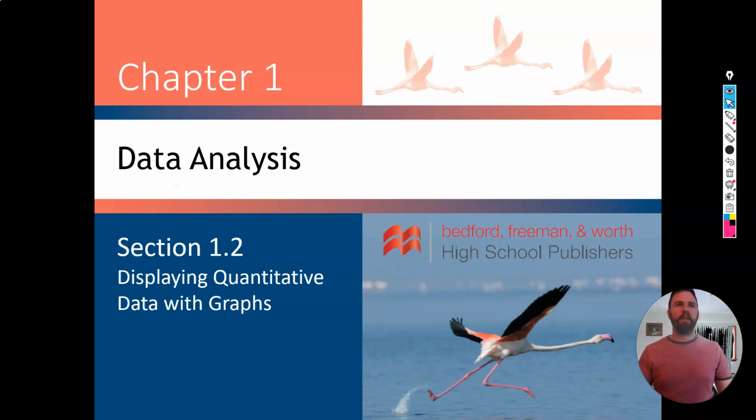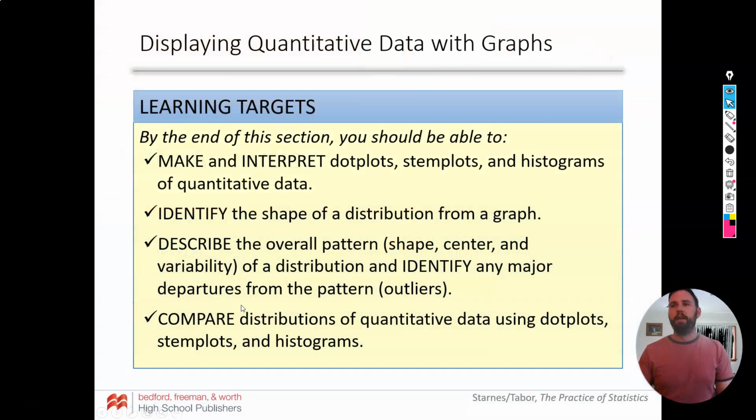1.2, displaying quantitative data with graphs. Numerical data now. Our goal: make and interpret dot plots, stem plots, identify shape, describe, compare. You'll see SOCV. That means nothing to you now, but it will maybe someday.